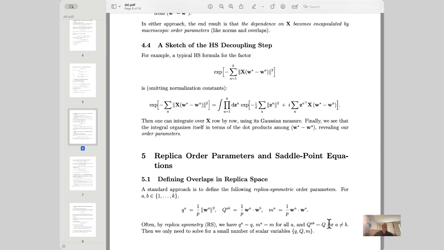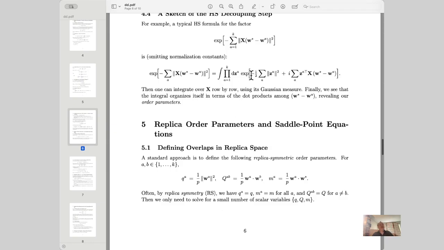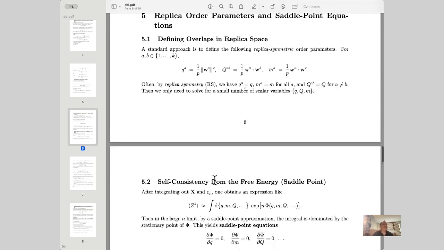So the idea is that even though you have K replicas indexed by A, all the replicas are basically identical for all practical purposes. And so if there's a coupling between them, that coupling is just a constant. And so you end up making this assumption, and then you solve this integral using something called a saddle point.